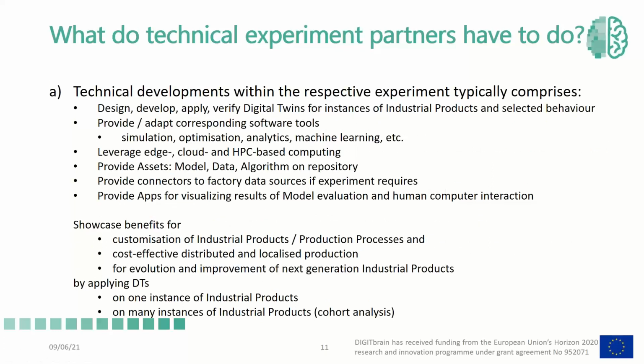And you are expected to showcase benefits, for instance, by customizing industrial products in terms of more cost-efficient production, distributed and or localized, and the evolution of the industrial products to changing conditions or even the next generation. By applying digital twins on instances of these machines or cohorts. So if you are interested in analyzing, I don't know, 10 or dozens of your IPIs, industrial product instances, you are welcome to do so in the experiment.